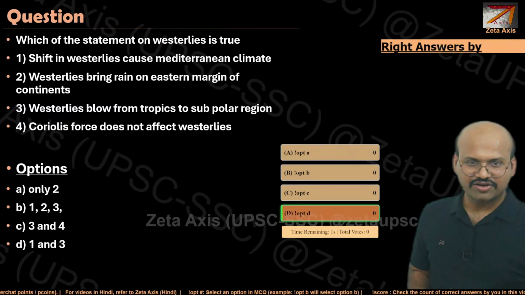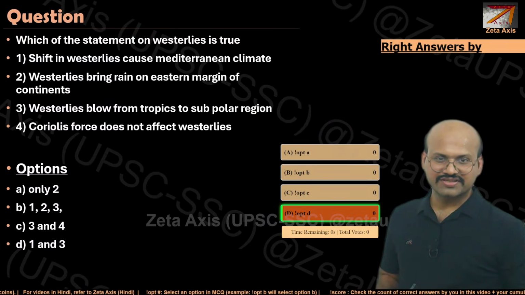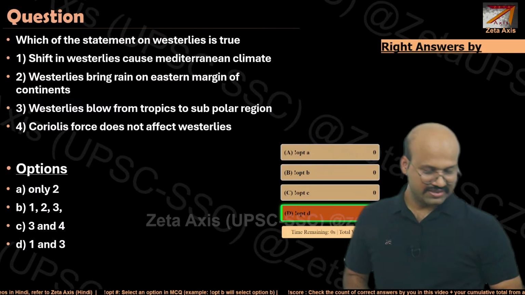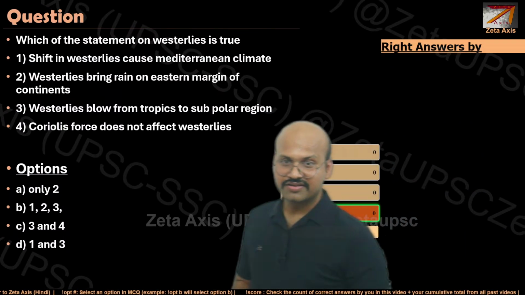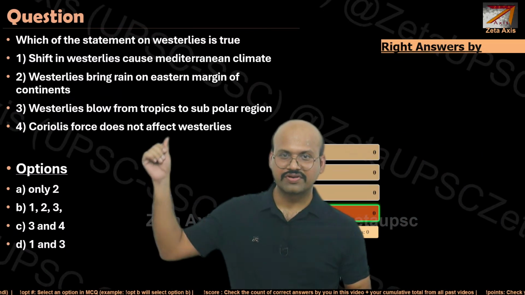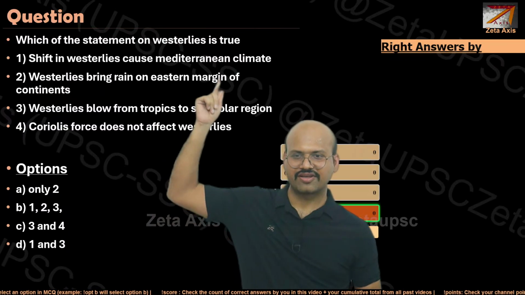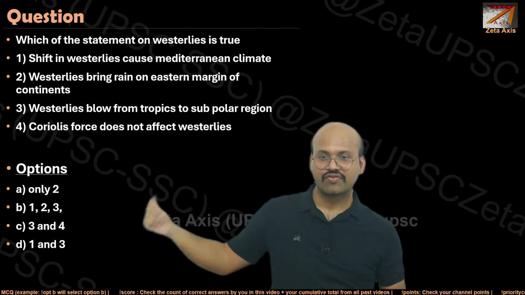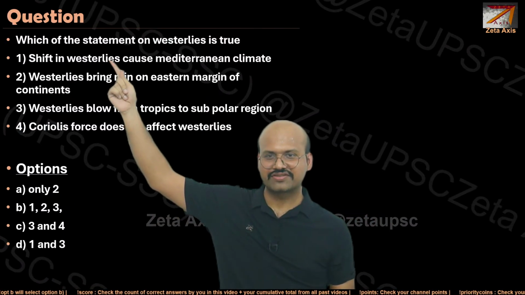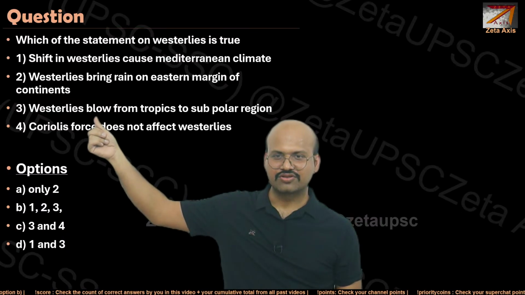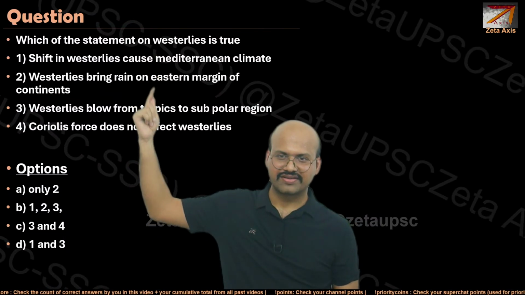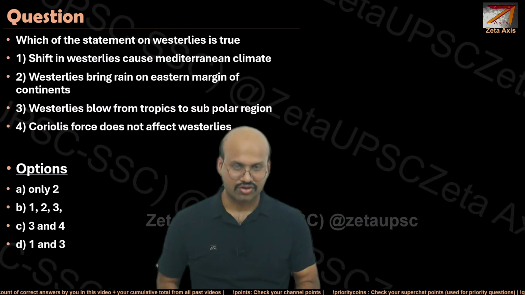Okay, time is getting over. I think there are not many people on the stream. The answer is D. Westerlies blow from the tropics, but they also cause 1 and 3. So basically this one is the 1 and this is the 3. So these two statements are right, and 2 and 4 are wrong.